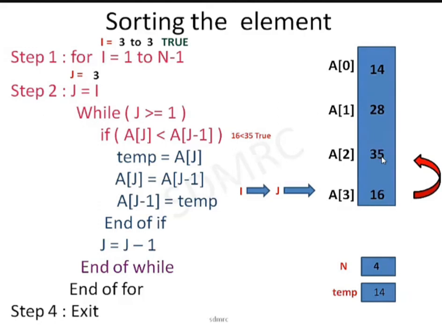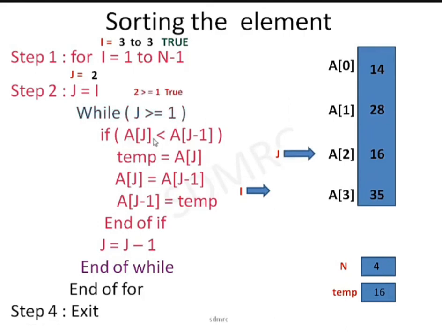Let's interchange using temporary. So temporary gets the value of a of j, that is 16. A of j gets the value of a of j minus 1, that is 35. And a of j minus 1 is equal to 16. These two values are interchanged. End of if. J is equal to j minus 1, 3 minus 1 is equal to 2. While 2 greater than or equal to 1, true.